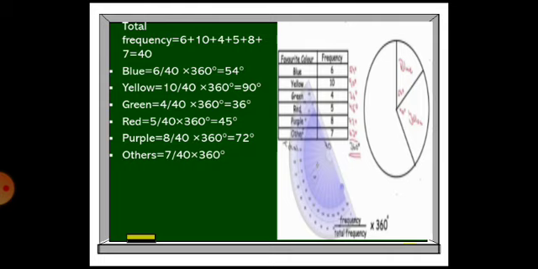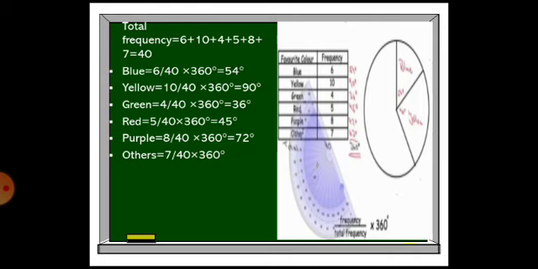So what you just do, for instance, is add up the total number of the colors given to you, like in this case, 6 plus 10 plus 4 plus 5 plus 8 plus 7. Everything amounted to 40. Now, to calculate in degrees each of the colors, for blue, which is 6 over 40, the total, times 360 degrees, you'll have 54 degrees. That is how you calculate it for each of them to convert them to degrees.